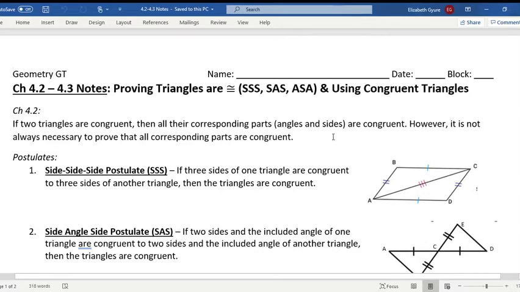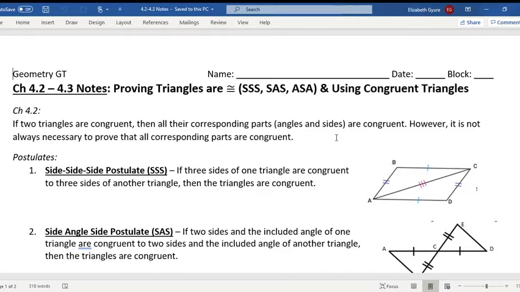All right, so 4.2. If two triangles are congruent, then their corresponding parts, angles and sides, are congruent. That should sound familiar, yes? You dealt with that in 4.1. Now, think about a triangle. If you're trying to prove two triangles are congruent, isn't that 3 different sets of angles and 3 different sets of sides? Isn't that potentially 6 different things you would have to show are congruent to show the two triangles are congruent? Do you want to have to do that? No, me neither, right? No way.